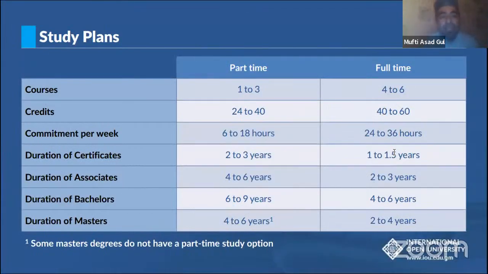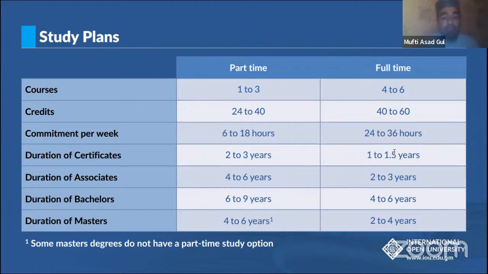So the study plans are: if you want to take part-time courses, then 1 to 3 courses, and the credits are 24 to 60. And if you want to study full time, then just 4 to 6 courses, 40 to 60 credits.